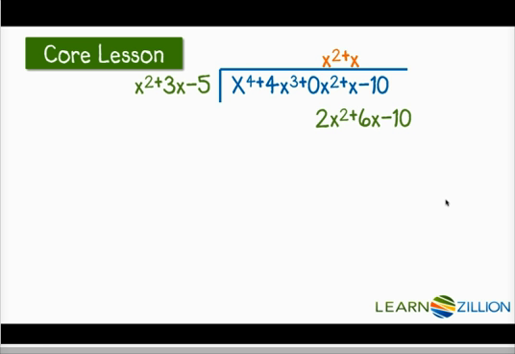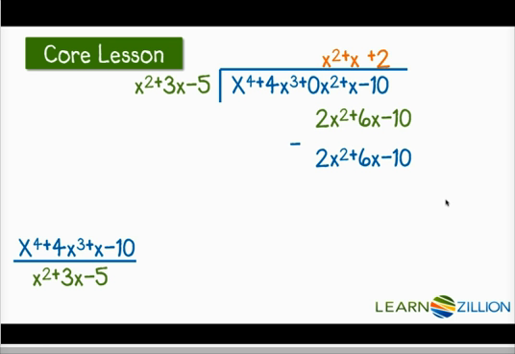Then I want to think about how many times x squared goes into 2x squared. Well, if I multiply that by 2, then I get 2x squared. So I'm going to distribute that to my entire denominator. When I subtract this, I get 0, which means that there is no remainder. And that tells me that x squared plus 3x minus 5 is actually my common factor here. And that's really helpful when we write it in an equivalent form.